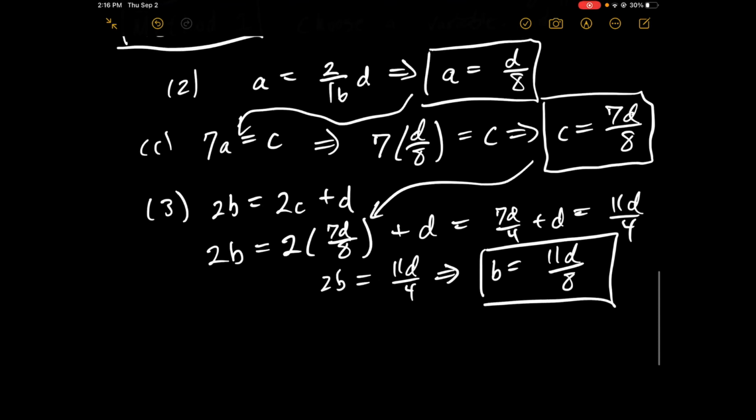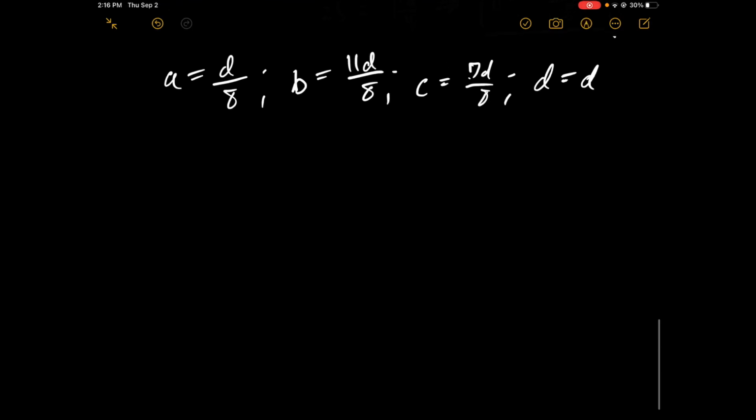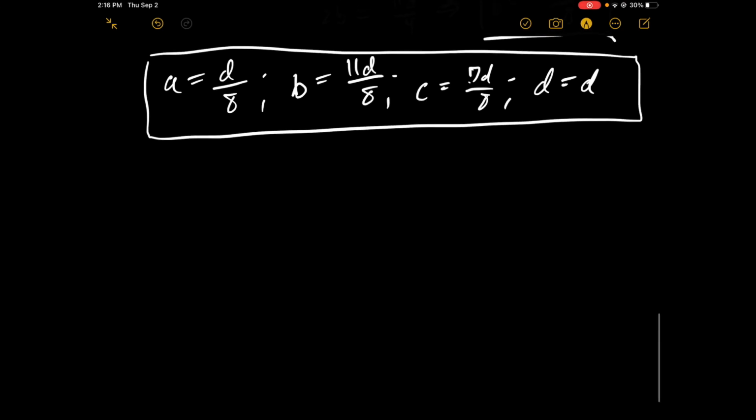And therefore, now we have a whole set of equations that are all in terms of D. So if I were to rewrite this, A equals D over 8, B equals 11D over 8, C equals 7D over 8, and of course D is equal to D, which is pretty trivial. Alright, and now we have our solution. Almost though. Now we just need to set D as a number, and then we can set A, B, C, D as our final answer.